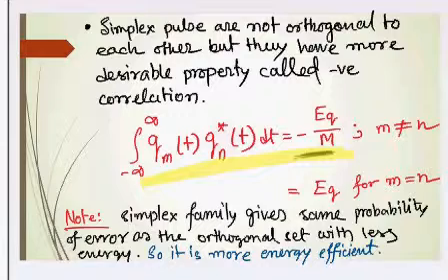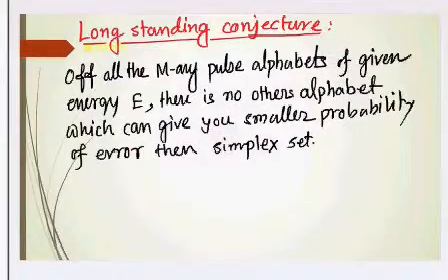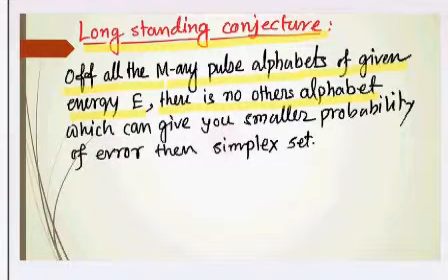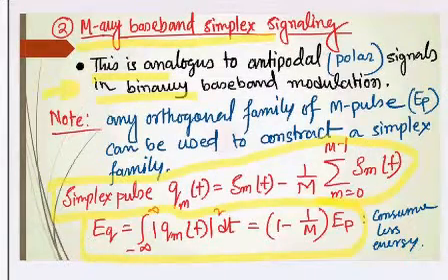So you can say that this simplex family gives the same probability of error, or it has been calculated that the simplex family gives the same probability of error as the orthogonal family with less energy. So the simplex family is energy efficient. There is a long standing conjecture that of all the M-ary pulse alphabets of a given energy E, there is no other alphabet which can give you a smaller probability of error than the simplex set. This is like polar signaling being the more efficient signaling in terms of power, and similarly for the simplex set. And we have also seen that this simplex set is analogous to our antipodal or polar signaling in the binary baseband modulation.